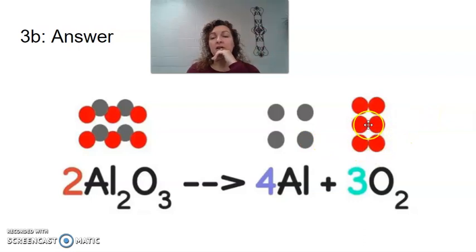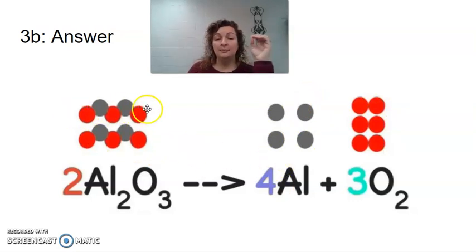So I end up with 3 pairs of the red, 4 gray dots, which are just 4 aluminum, and then 2 compounds of the aluminum oxide. Now, in order to get the correct answer, all you have to do is count up each one you have. I have 1, I have 2. So I put the coefficient, the large number, in front of 2.